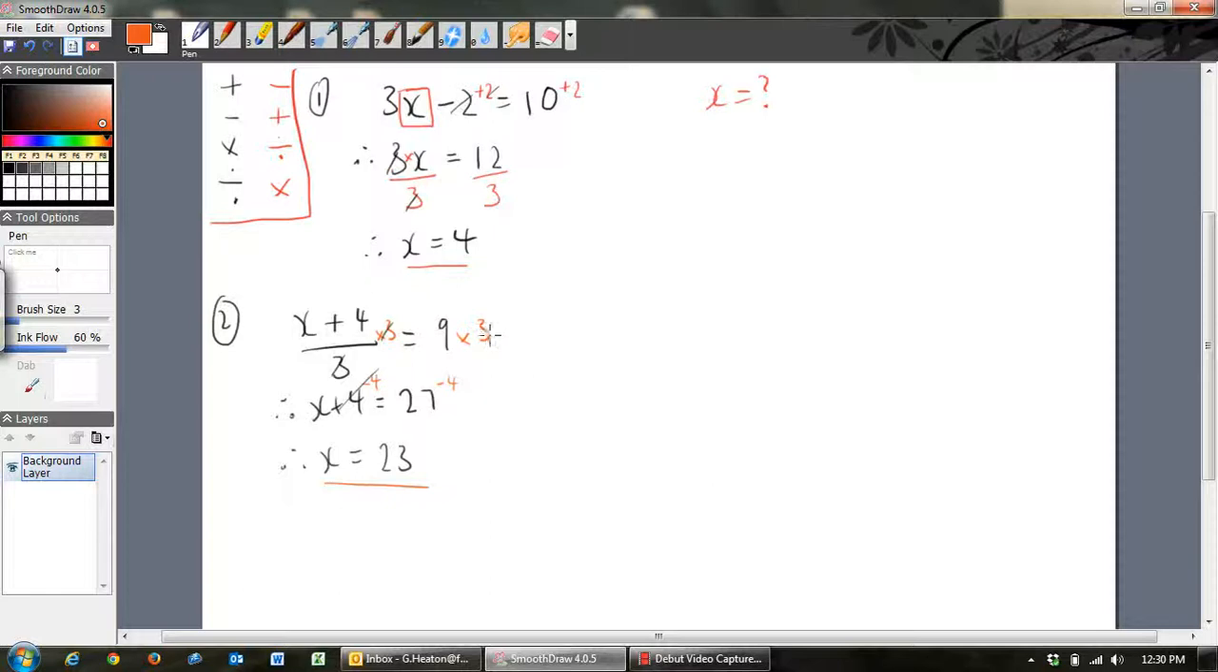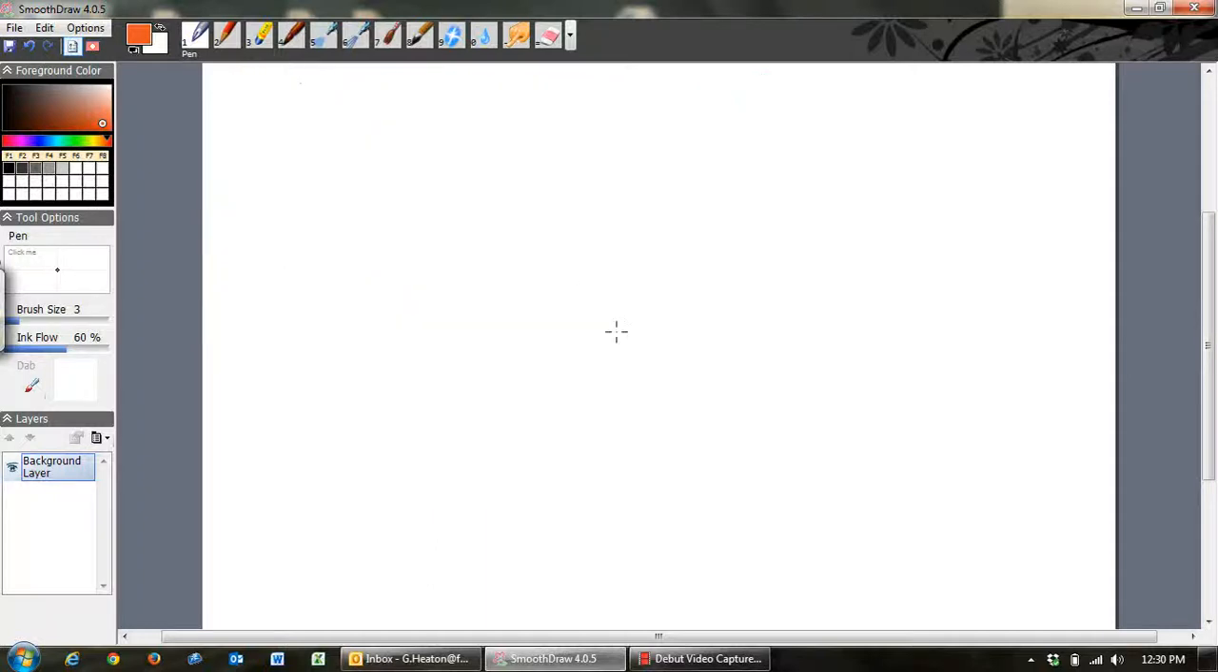What happened to this divide by 3 when it went to the other side? It went to a times by 3. So you can see here all these inverse operations. Whenever something moves to the other side of the equal sign, these inverse operations apply. And if you can remember all of those really well, then you're halfway into equations. Let me show you a couple of other ones.